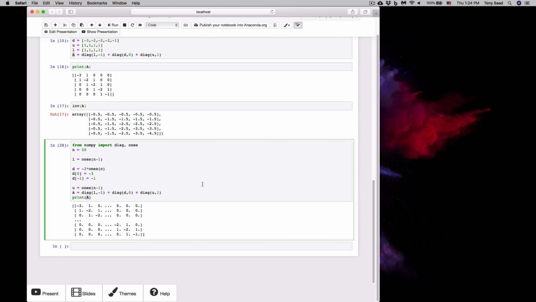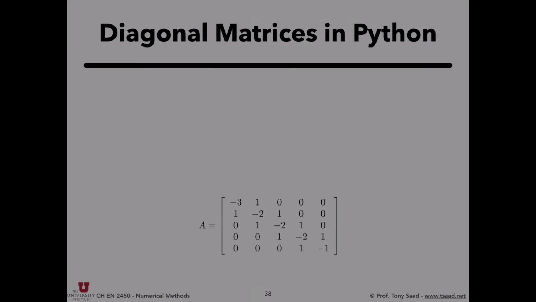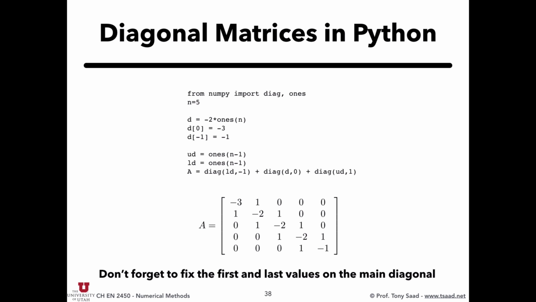Okay, so next lecture, we will do a serious example, heat transfer in a rod, and see how the TDMA or the Thomas algorithm applies in real life, and how efficient it is. Just don't forget to fix the first and last values on the main diagonal.